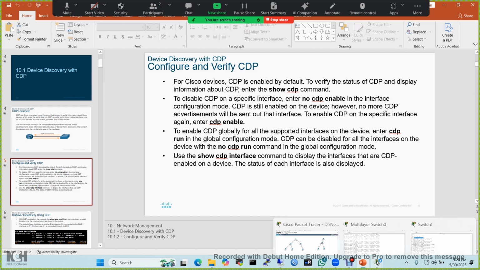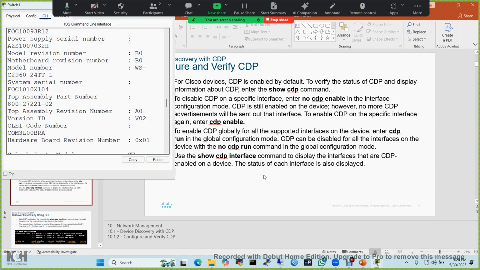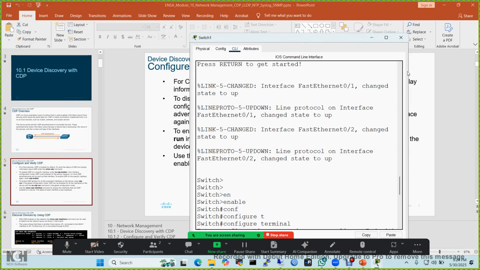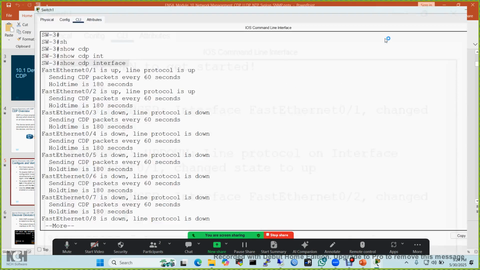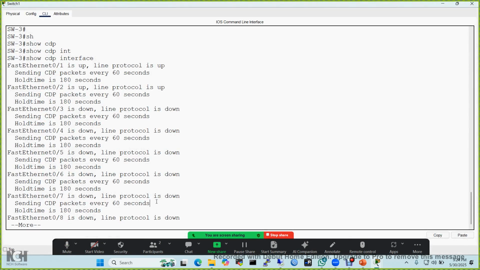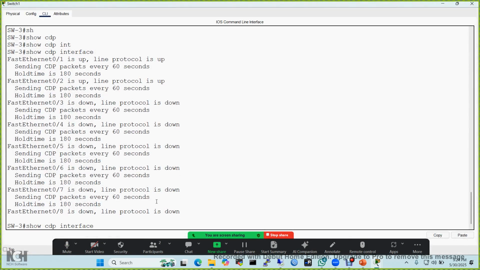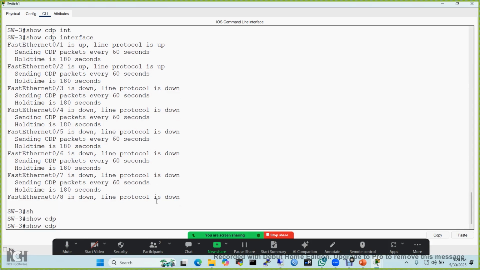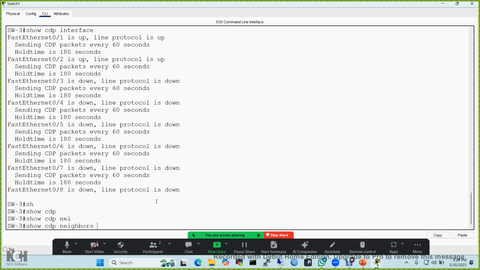Now I will go to LLDP. CDP and LLDP are both the same. All the commands of CDP and LLDP are the same. Show CDP neighbors. We use CDP and LLDP just to discover our neighbors.